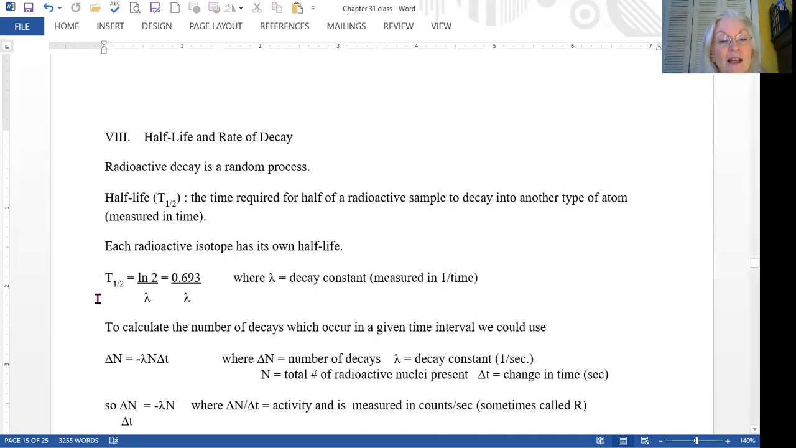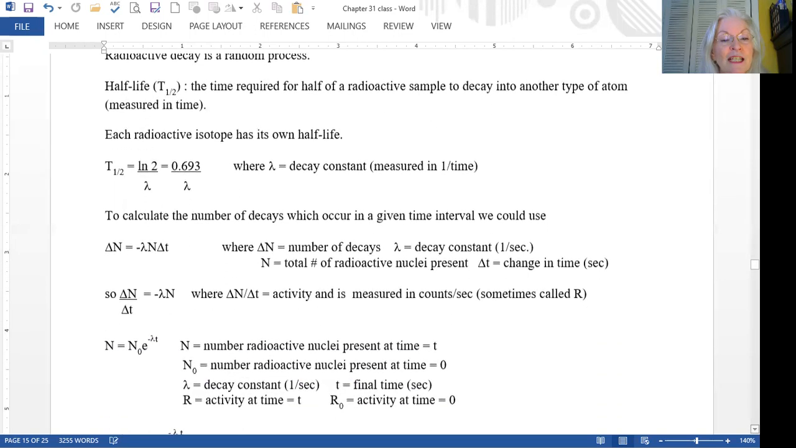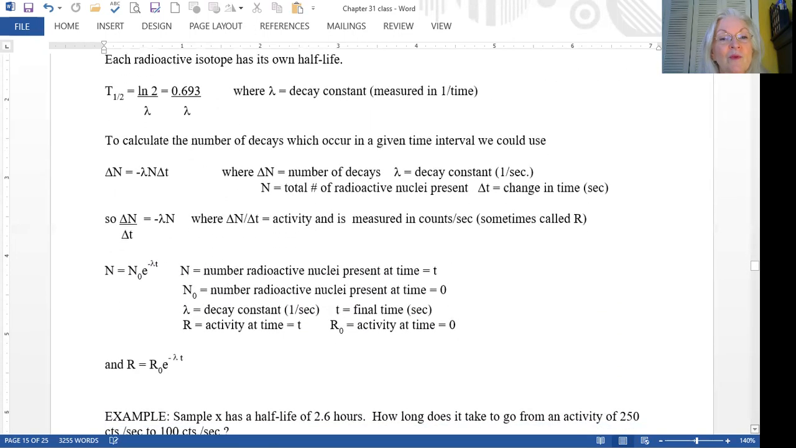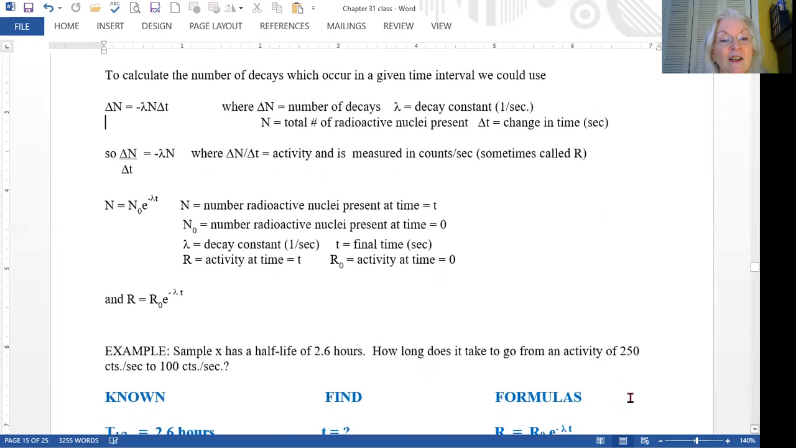To calculate the number of decays that occur in a given time interval, we have equations for this. We're going to skip ahead to the one you need to know. The one we're going to use is R equals R sub 0 e to the minus lambda t. R stands for the rate of decay.